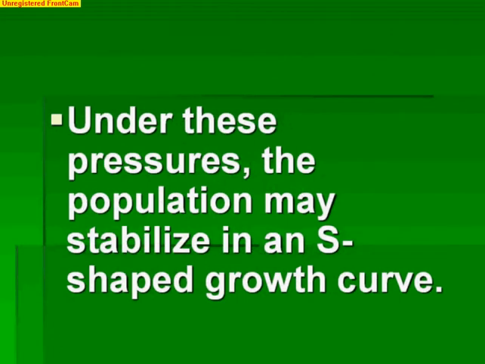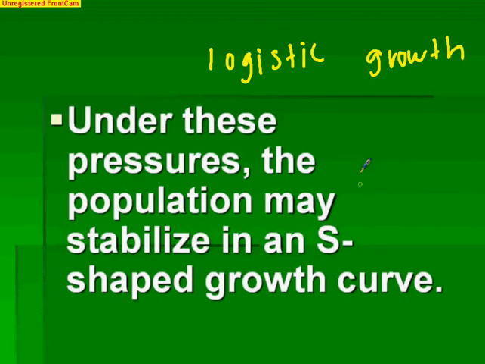Under these pressures, these limiting factors, the population may stabilize into an S-shaped growth curve. So exponential growth having the J-shaped curve, the S-shaped curve we call logistic growth. Logistic growth is represented by the S-shaped curve.